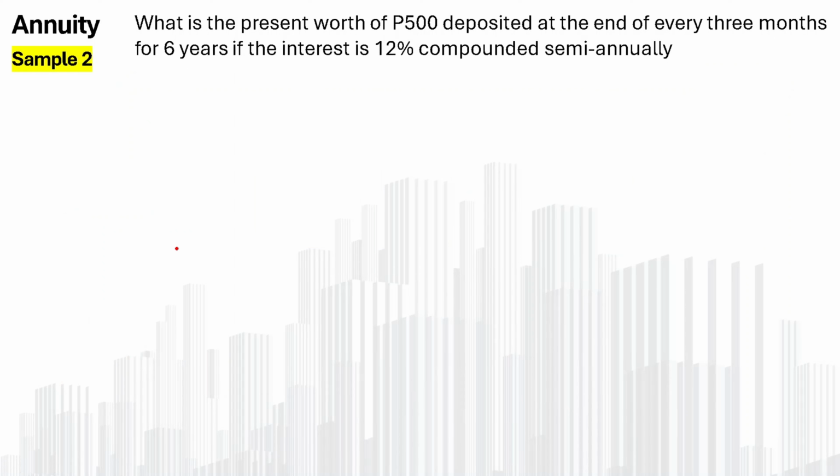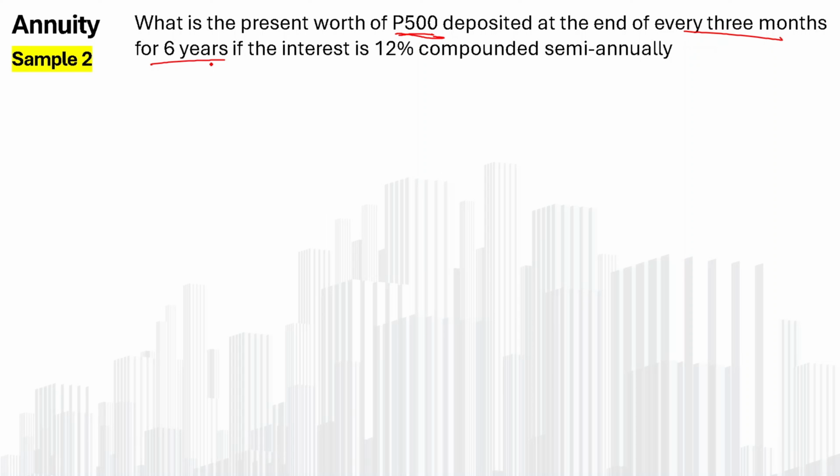Next up is number 2. Here, what is the present worth of 500 pesos deposited at the end of every 3 months for 6 years if the interest is 12% compounded semi-annually? Now, bear in mind, is this an annuity problem? It seems so because 500 pesos is being deposited at the end of every 3 months for 6 years. So every 3 months means 500 pesos is being deposited every quarter.